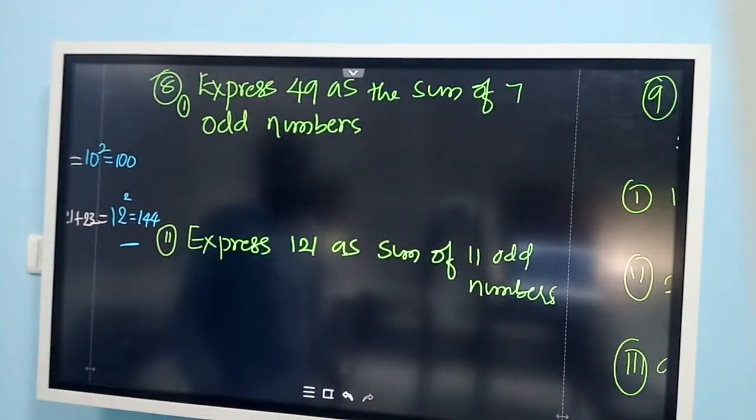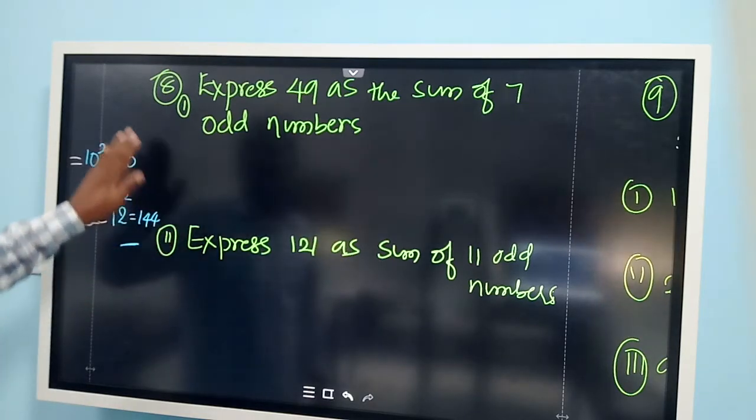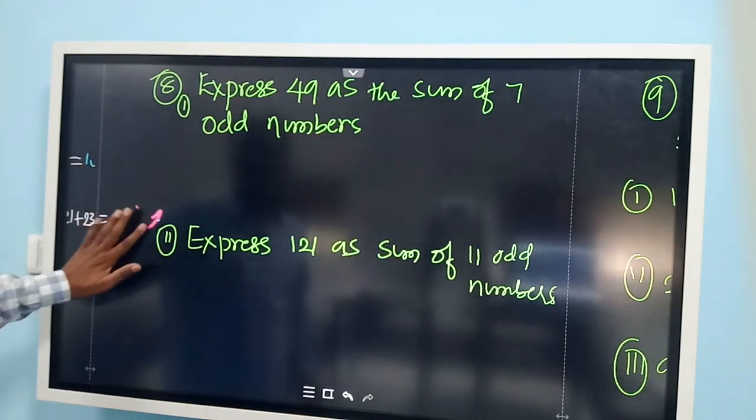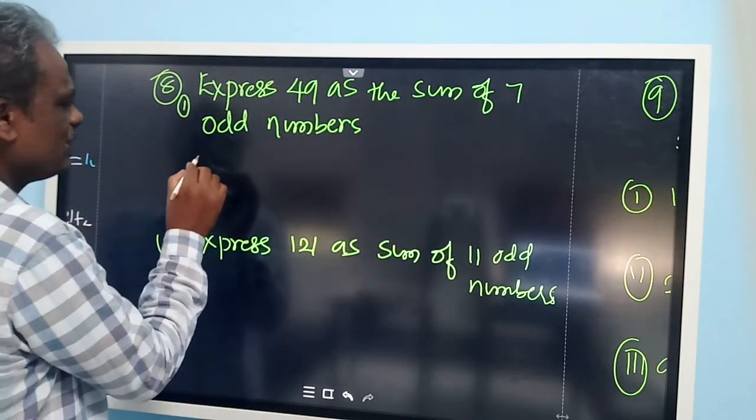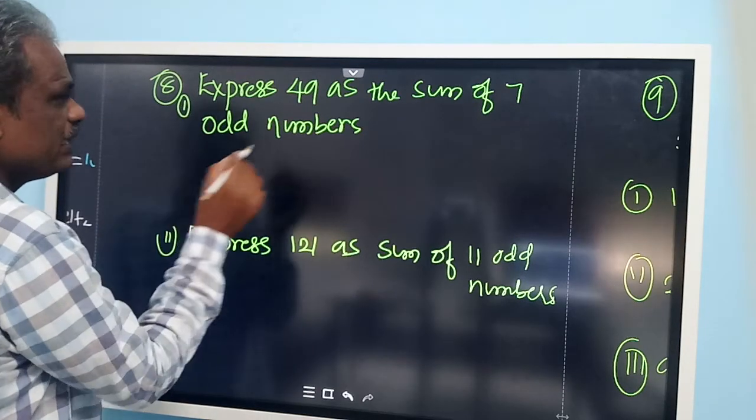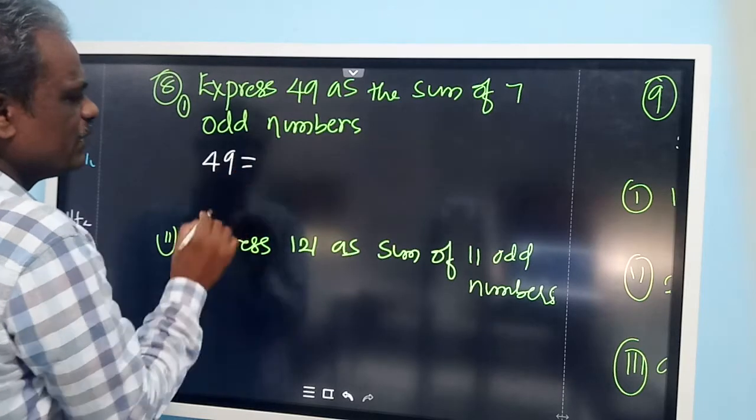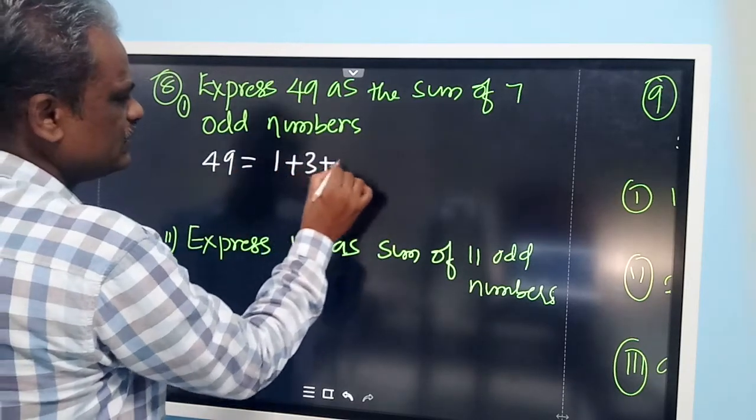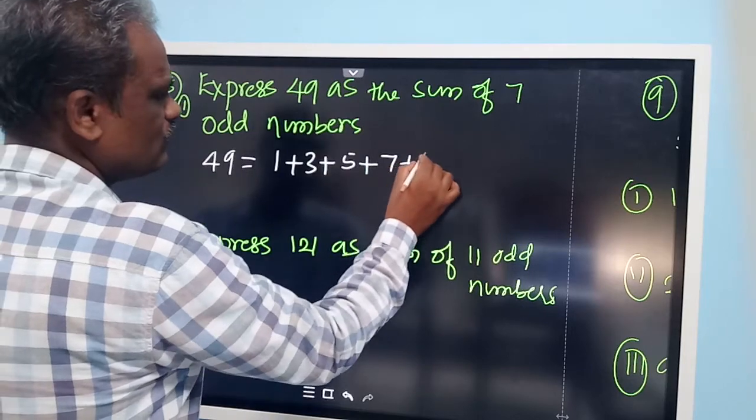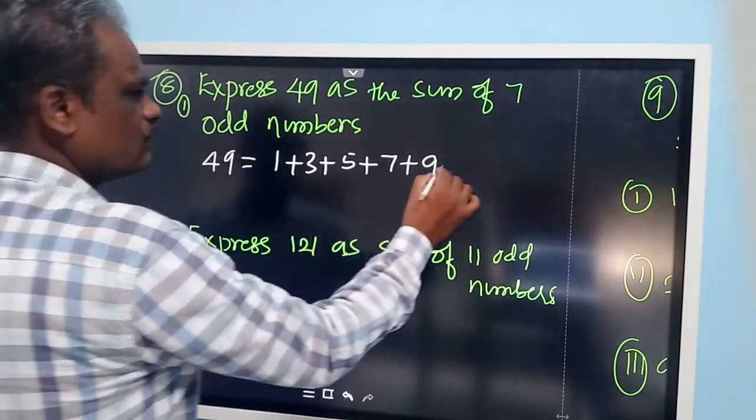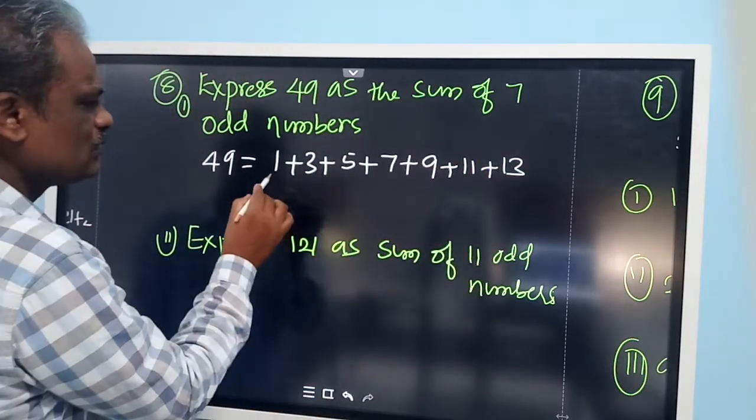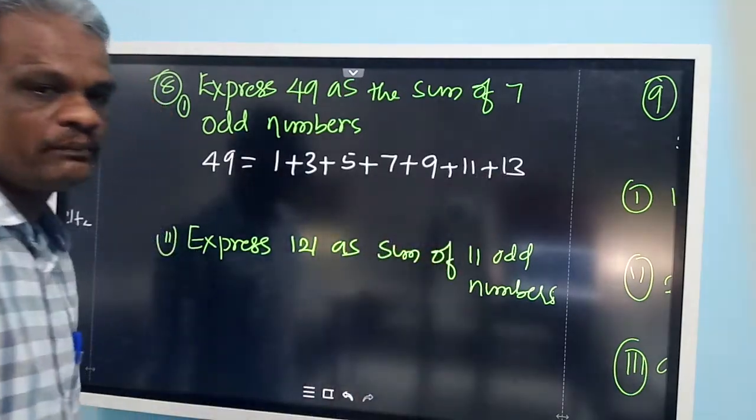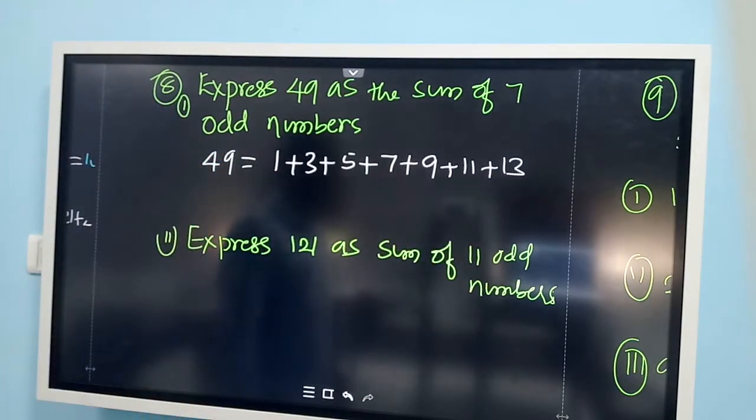Now express 49 as the sum of 7 odd numbers. I'll write 49 like this. 49 is a square number. So it can be written as 1 plus 3 plus 5 plus 7 plus 9 plus 11 plus 13. How many now? 1, 2, 3, 4, 5, 6, 7 odd numbers. It should be 7 square. Therefore it is 49. 49 can be written as the sum of first 7 odd numbers.